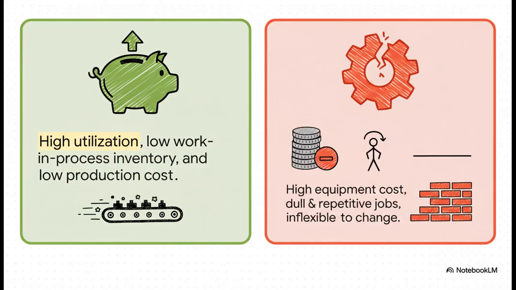Now, the thing about the product layout is that it's all about trade-offs. The upside is just incredible efficiency. You can make things lightning fast and super cheap with almost no waste. But the downside? Man, it costs a fortune to set up. The jobs can be mind-numbingly repetitive for the workers, and the system is completely inflexible. If you decide you want to change the product, you might have to redo the entire line.